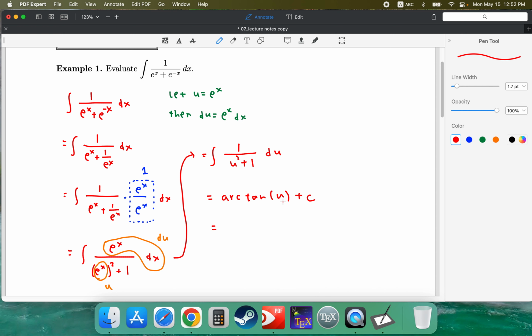Now, notice that this is not your final answer, because you started with an integral with respect to x. That means your answer should be in terms of x. So finally, we want to change u back. So this is arctangent of u, and my u is e to the x, so I have arctangent of e to the x plus c.